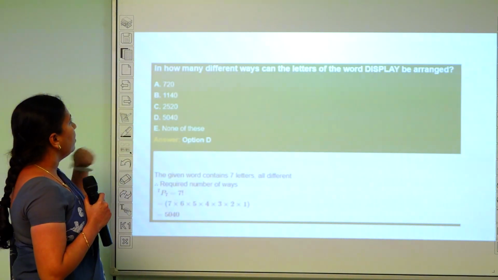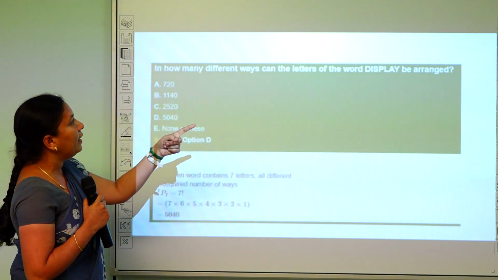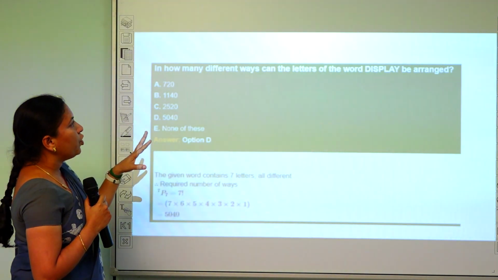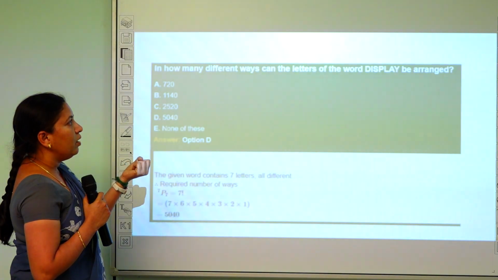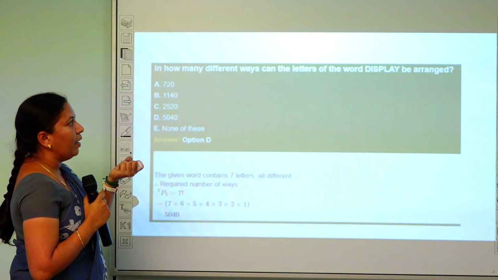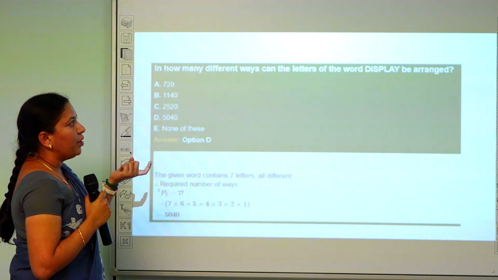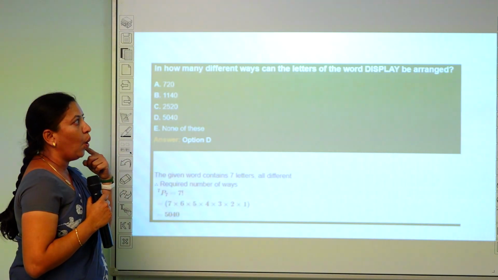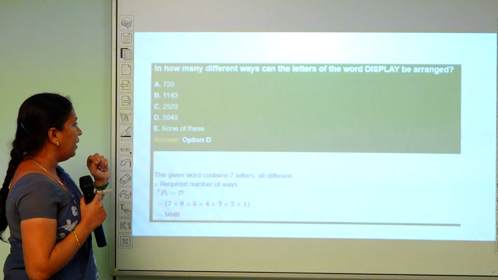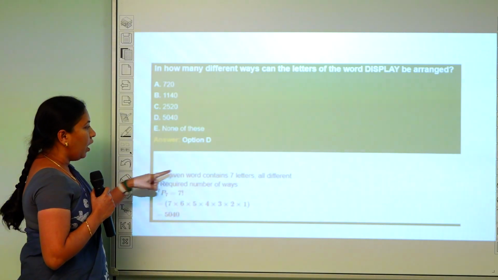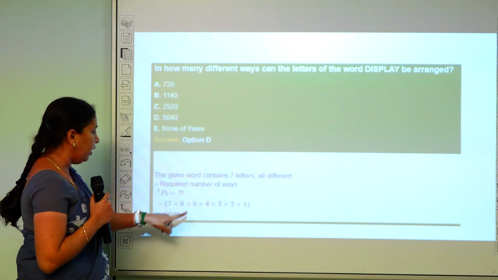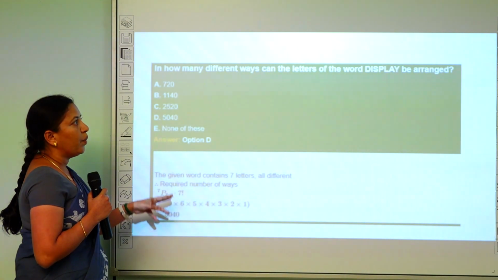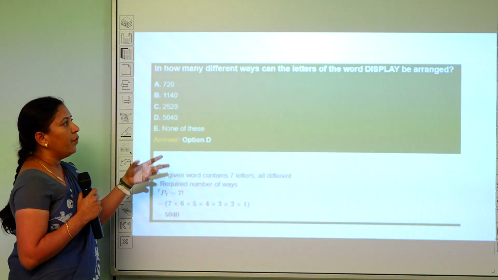So next, in how many ways can the word DISPLAY be arranged? So first what you have to do? You have to count the number of letters in the word DISPLAY. So totally how many letters? 7 letters. Whether the letters are repeated, you have to check it. Here the letters are not repeated. Each and every letter is unique. So you have to count the letters and that factorial is your answer. So 7 factorial, 5040 ways you can arrange the letters of the word DISPLAY.